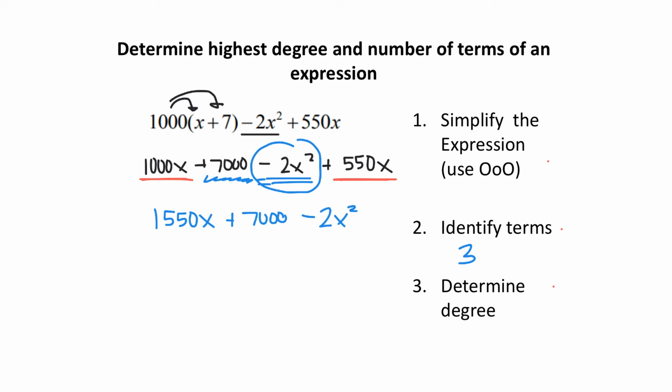And then when we look at degrees, again, this x has a hidden exponent of 1, so the degree on this term here is 1. Numbers have a degree of 0, so that one is 0 for 7,000. And then we have a degree here of 2 because our exponent is 2. And so our highest degree term here is actually this negative 2x squared. So the idea here is just go through, simplify, and identify what you need to as far as highest degree and number of terms.